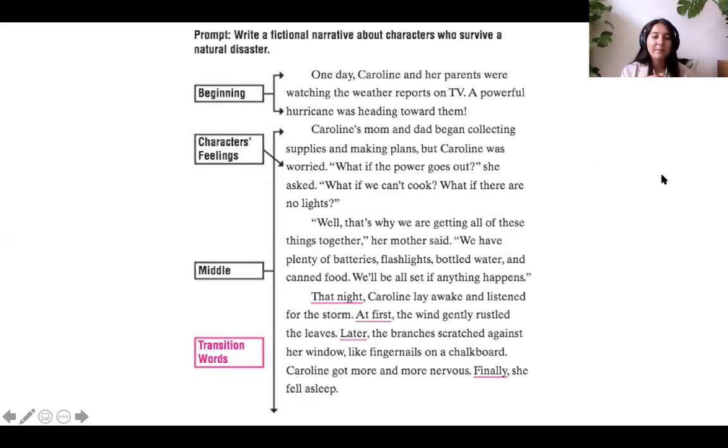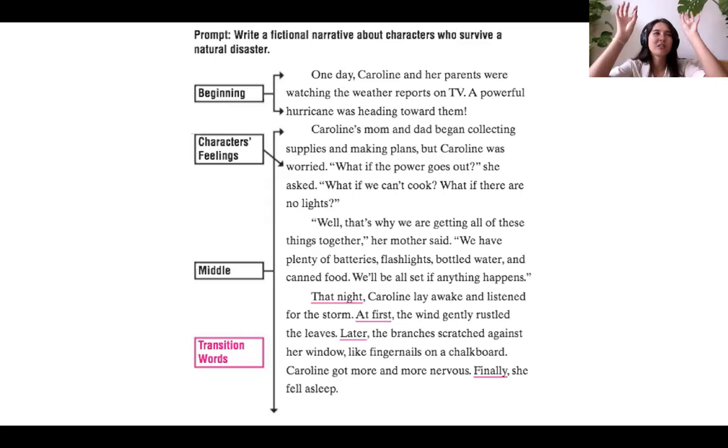"Caroline lay awake in bed, listening for the storm." I've got lots of vivid details here. It says the wind gently rustled the leaves. So when I read that sentence, I can imagine a gentle rustle of the leaves. That's nothing to be afraid of. But later, "the branches scratched against her window like fingernails on a chalkboard." Here I've got a really great simile. The branches are scratching against the window like fingernails on a chalkboard.